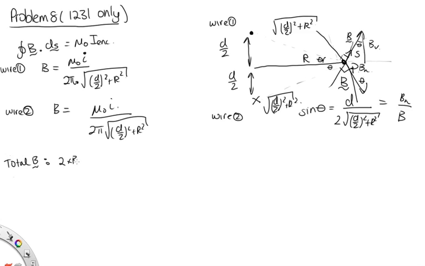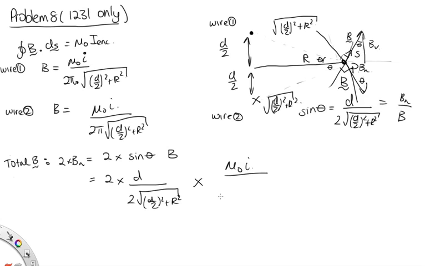So it'll be 2 times B_H, and the horizontal component is sine theta times B, so this is 2 times sine theta B. Now sine theta is d over 2 square root of (d on 2) squared plus r squared, and B is given by this, mu naught I over 2 pi root (d on 2) squared plus r squared. Okay, so just solving this, we end up with 2d mu naught I on the top, and down the bottom we'll put this 2 in here and we'll put this 2 in here. So we end up with a pi, and when we multiply 2 square roots we get rid of the square root sign, so we end up with d squared plus 4r squared. And that's what we were asked to show.